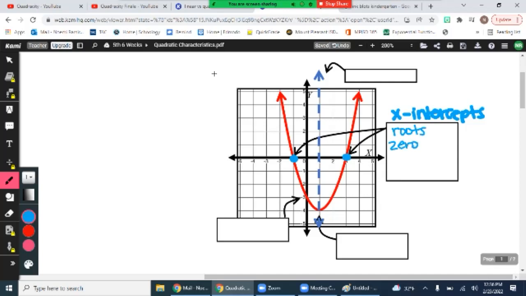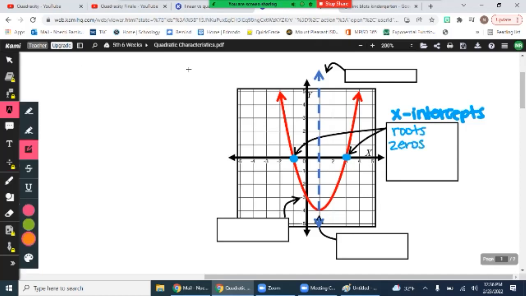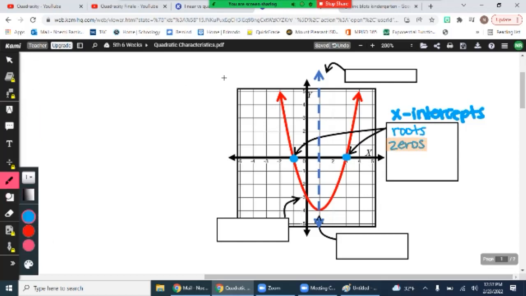Zeros. Zeros is the most popular word that you're going to see used on the STAR test, especially with quadratics, so I would highlight it. They'll ask you, what are the zeros of the function?